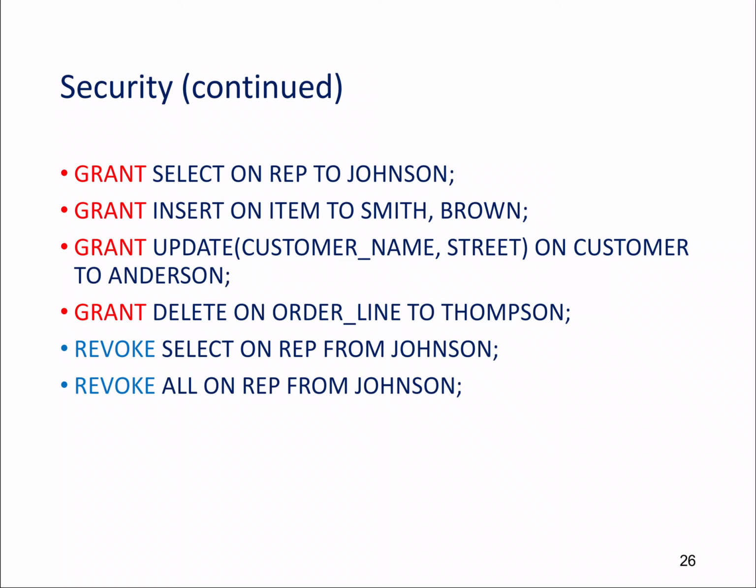The first example is to grant the selection privilege on the table rep to a user called Johnson. So after this command is executed, Johnson will have the selection, which is to view the data privilege on the rep table. This one is very easy. So basically just the grant and then select, which is the privilege, on which table, and then to which user.